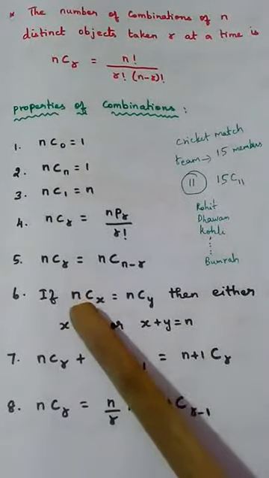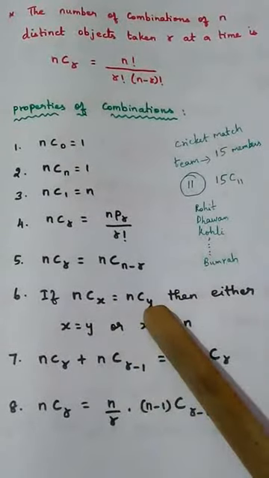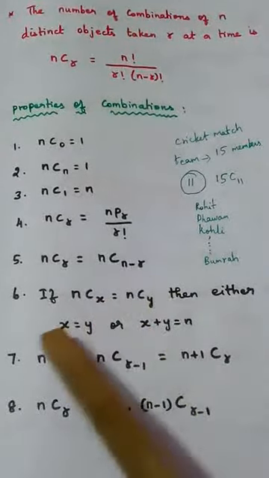If two combinations are equal, that is nCx equal to nCy, then we have two possibilities. Either x should be equal to y. If not, if I add these two, x plus y, it should be equal to n.